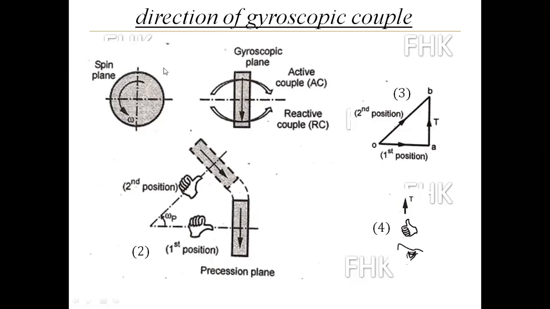So we are done with all this procedure. This is for 8 marks. You shouldn't make a mistake in finding the direction of the reactive couple. The reactive couple rotates in the anti-clockwise direction. Why? Because the active couple is rotating in the clockwise direction. Clear this point. Now after finding the direction of the reactive couple, we have to find the resultant reaction at the two bearings. This was our step number 5.